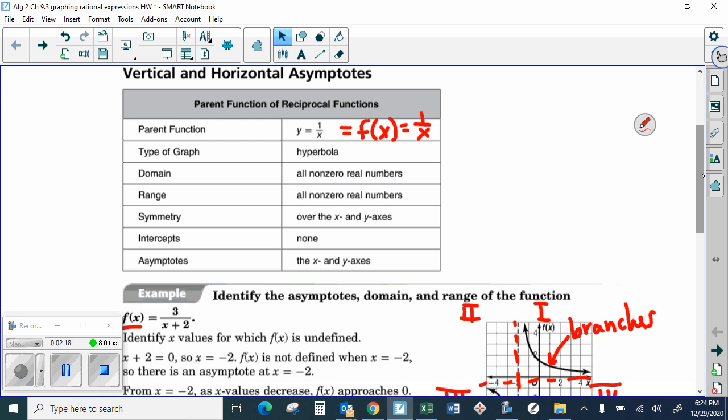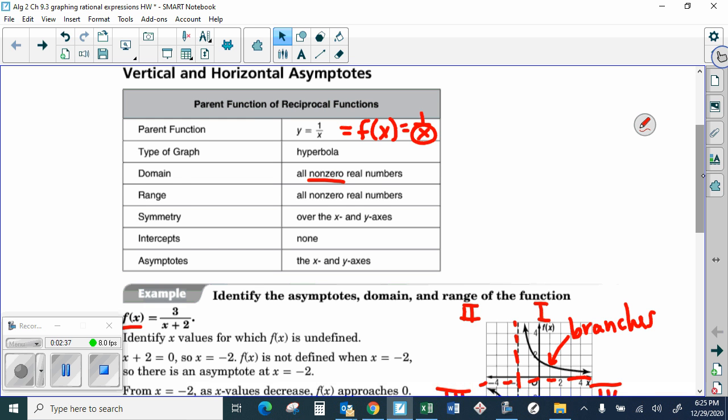Domain: all non-zero. That means at 0, it's undefined. Remember, you can't have 0 in the denominator. I can plug any other number in I want besides 0. So that's why it says all non-zero.